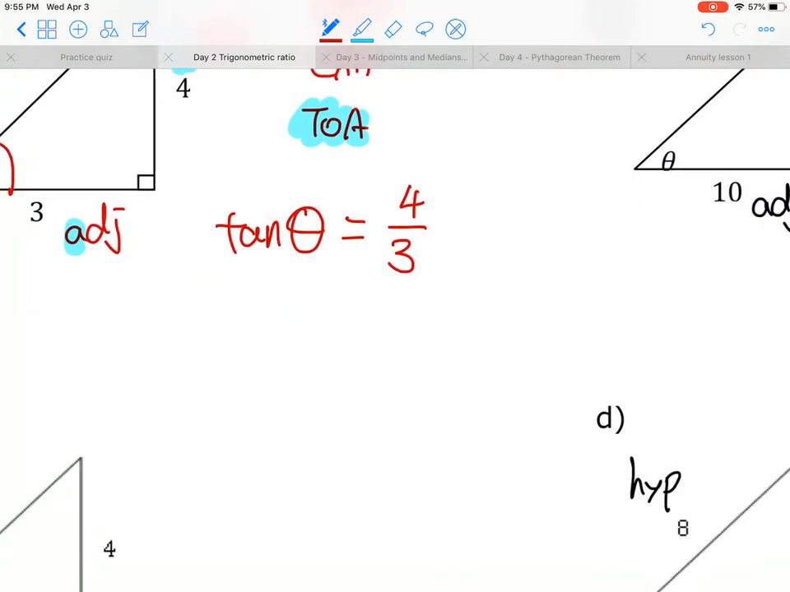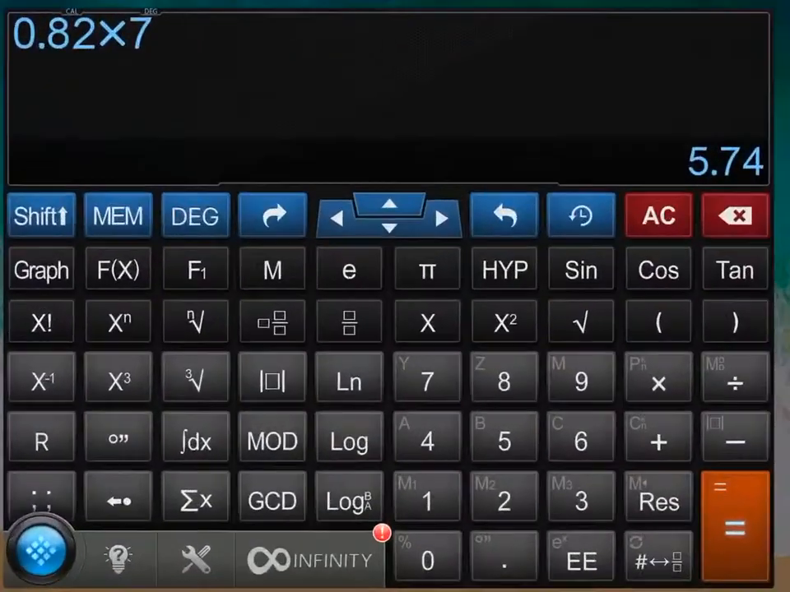And now this is something new, so pay attention to this. Since you're looking for the theta, the angle, what we have to do is apply that inverse, tangent -1, to the other side. So it becomes theta equals tangent inverse of whatever that ratio is, okay? Now on your calculator, let's go to my calculator.